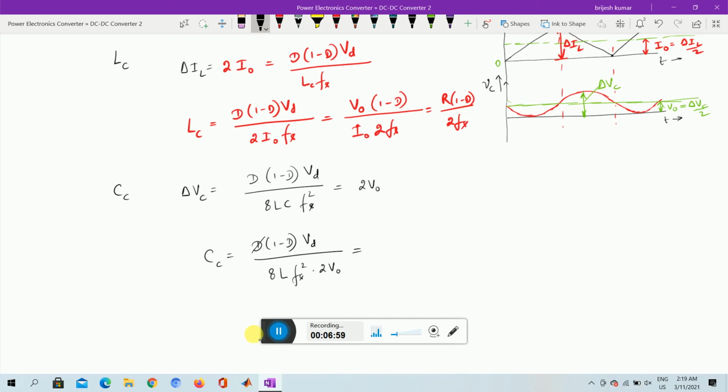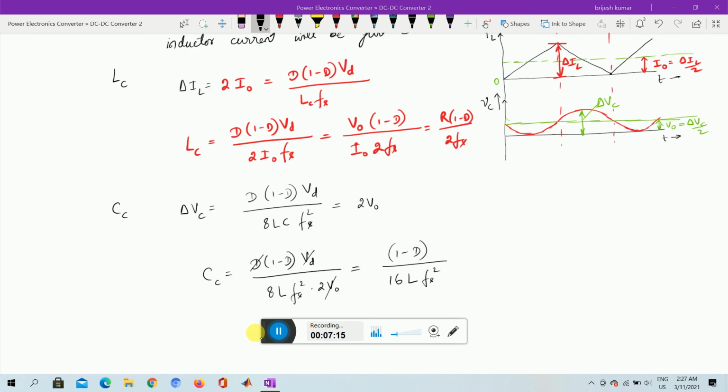So dV0, this term and V0 will cancel out. What remains is (1 minus D) divided by 16 L Fs square. So this is the value of the critical capacitance. Now we get the value of this LC and CC over here. That will determine the current when it will be discontinuous. Discontinuous means it is just continuous mode, and we can say it is discontinuous.